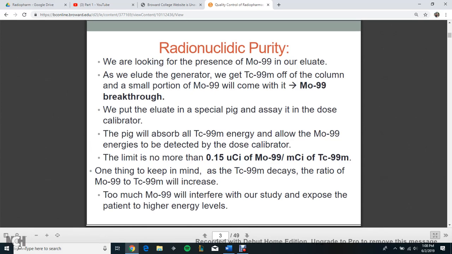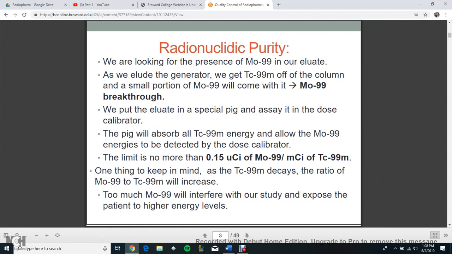Radionuclidic purity. We are looking for the presence of Moly-99 in our eluate. As we elute the generator, we get Tech-99m off of the column, and a small portion of Moly will come with it, the Moly-99 breakthrough. We put the eluate in a special pig and assay it in the dose calibrator. The pig will absorb all the Tech-99m energy and allow the Moly-99 energies to be detected by the dose calibrator.